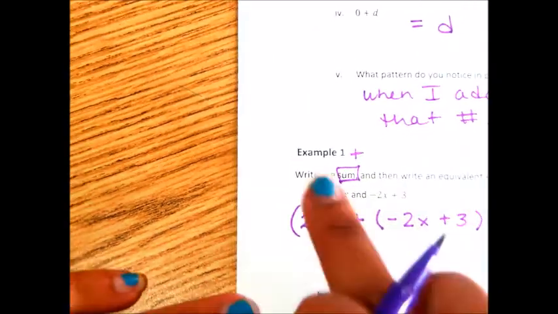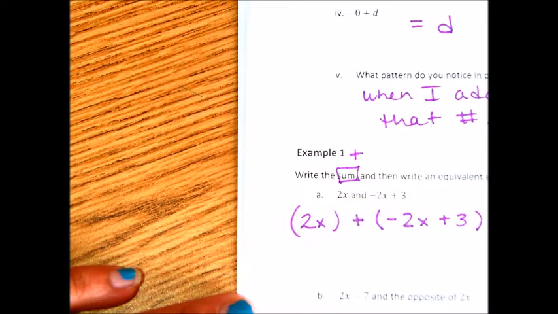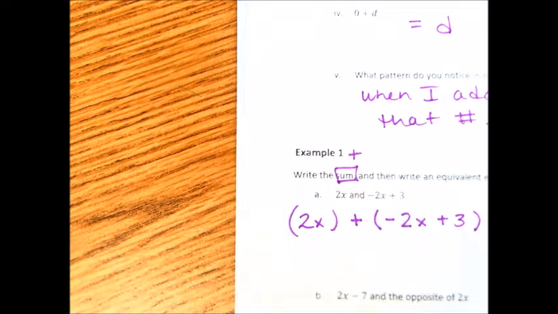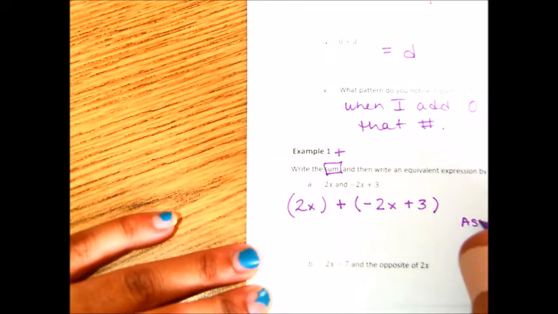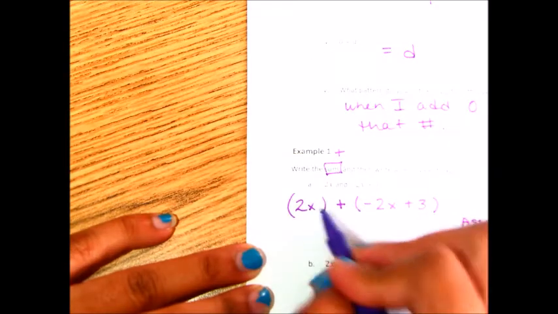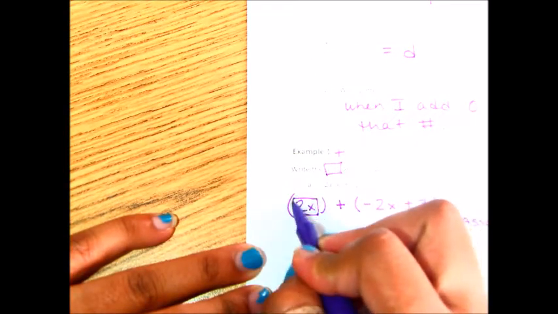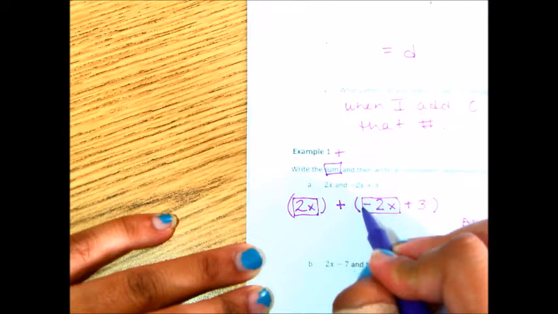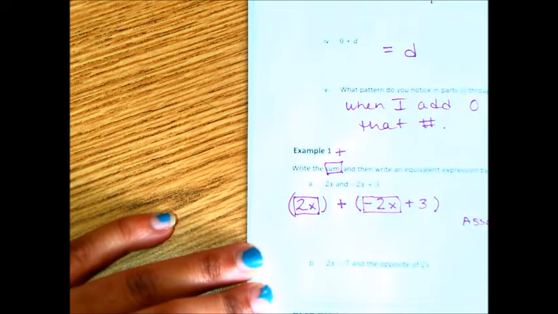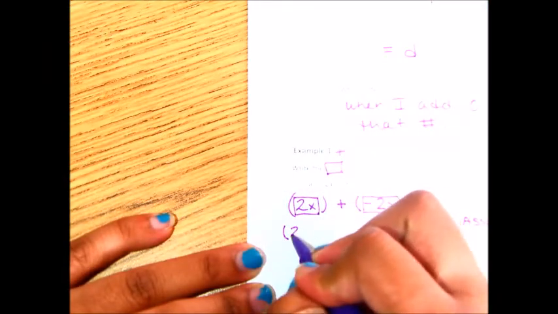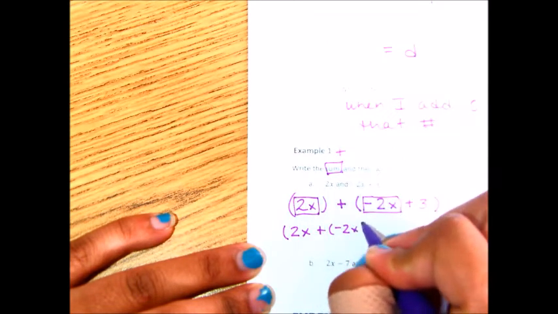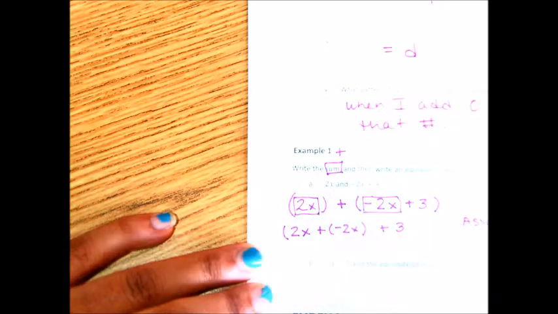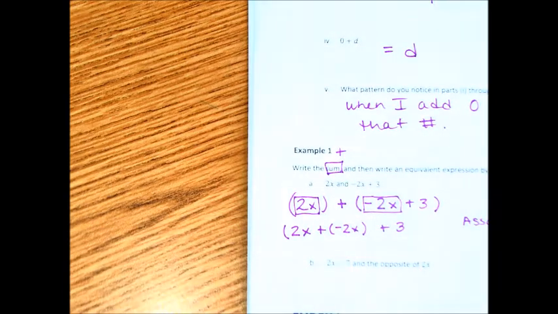Because I see addition in between all 3 of these terms, I know that I can use the associative property to regroup my like terms. So I'm going to use the associative property to regroup this. That means I'm going to bring this 2x and this negative 2x to the exact same parenthesis. My equivalent expression is going to look like 2x plus a negative 2x. Now plus this 3 singularly by itself.